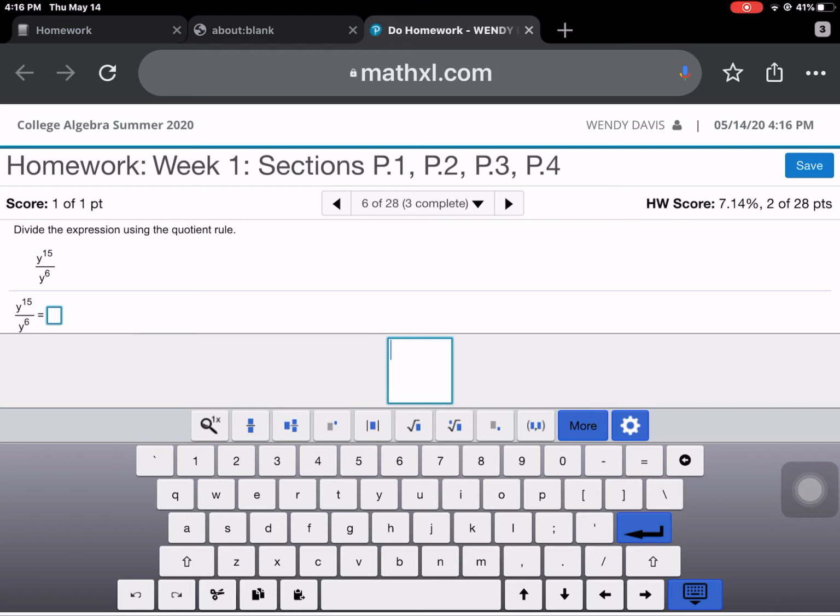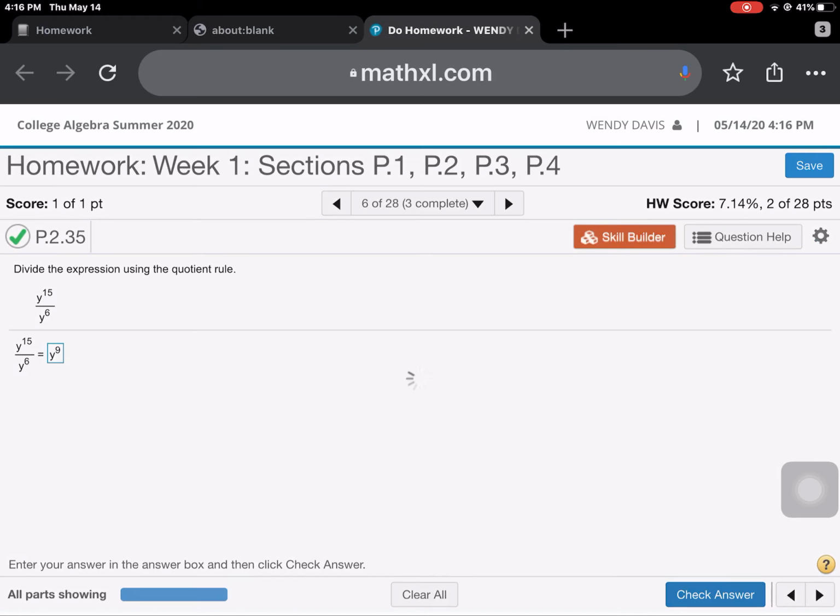The first thing you do is you type in that letter. So I'm going to hit Y. Then I type the box. 15 minus 6 is 9, so I'm going to hit 9. Okay, let's move on to number 9.